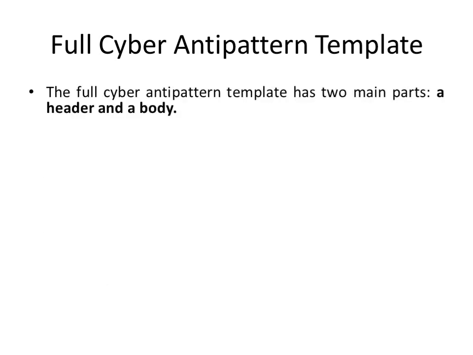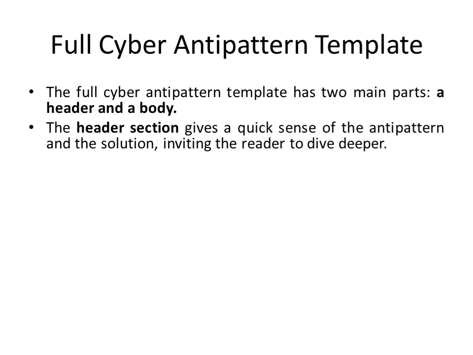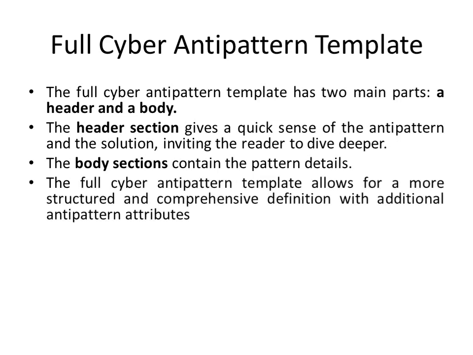Next, let us look at full cyber anti-pattern templates. The full cyber anti-pattern template has two main parts, a header and a body. The header section gives a quick sense of the anti-pattern and the solution, inviting the reader to dive deeper. The body sections contain the pattern details.